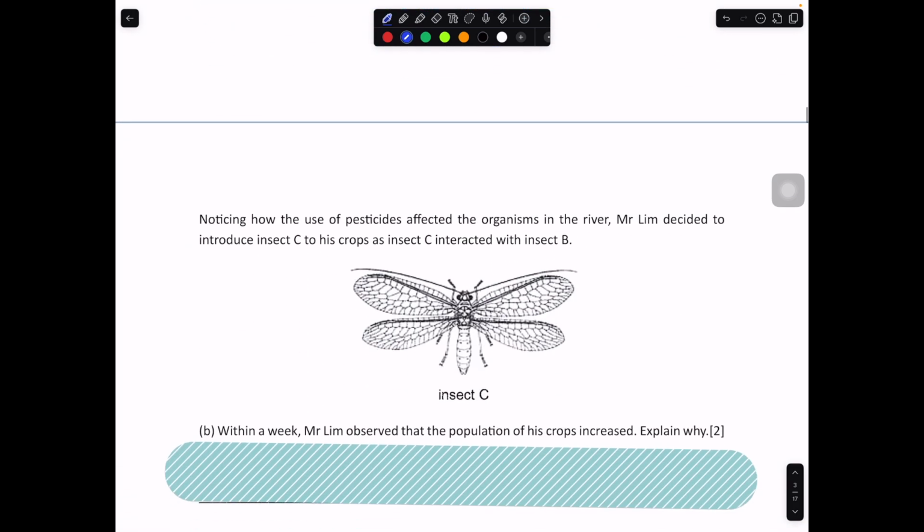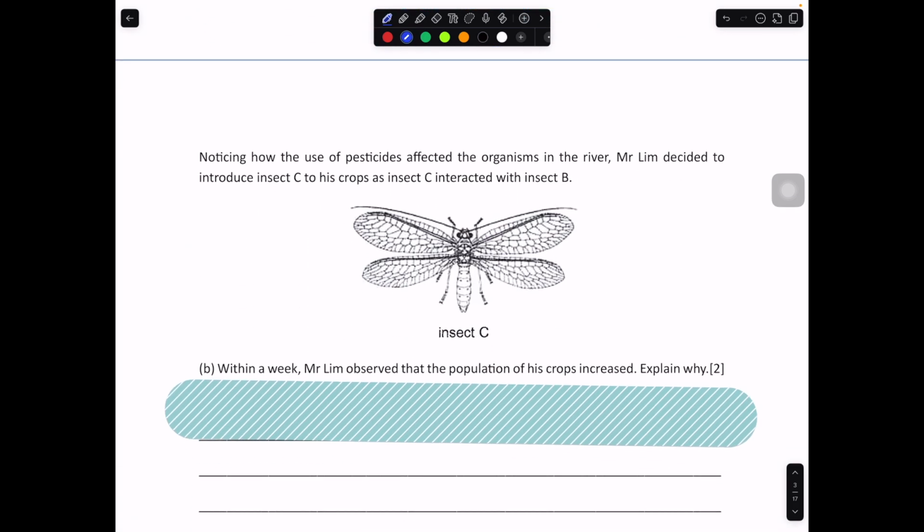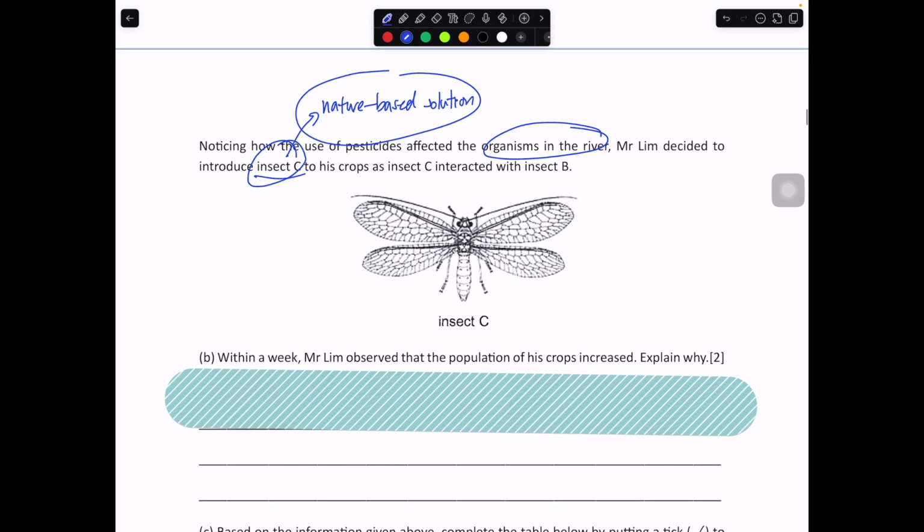Okay, so now we move on to this. Okay, noticing how the use of pesticide affect the organism in the river. So Mr. Lim decided to introduce a nature-based solution. So this is nature-based solution. Okay, that's how when we talk about the pesticide, right, it's really about human intervention coming. Okay, which has a drastic effect on the different fishes in the river, which might affect the food chain down. So now when we introduce this nature-based solution, okay, which is introducing insect C, right?